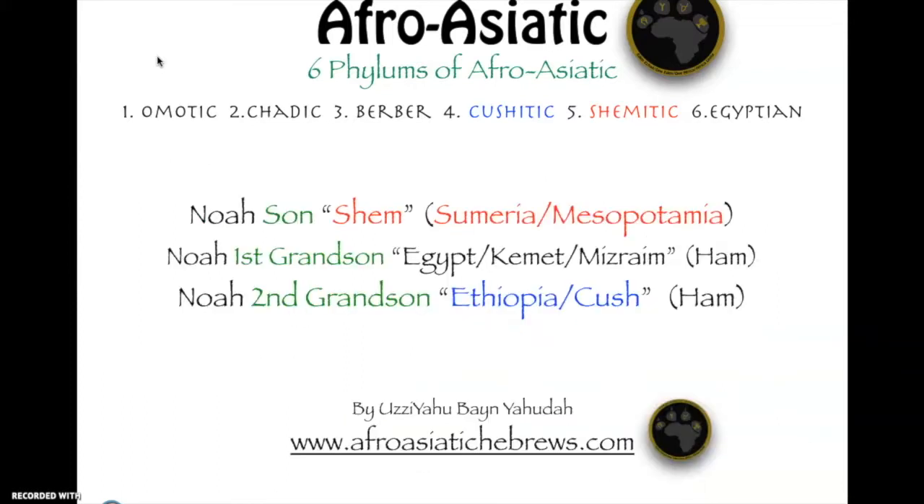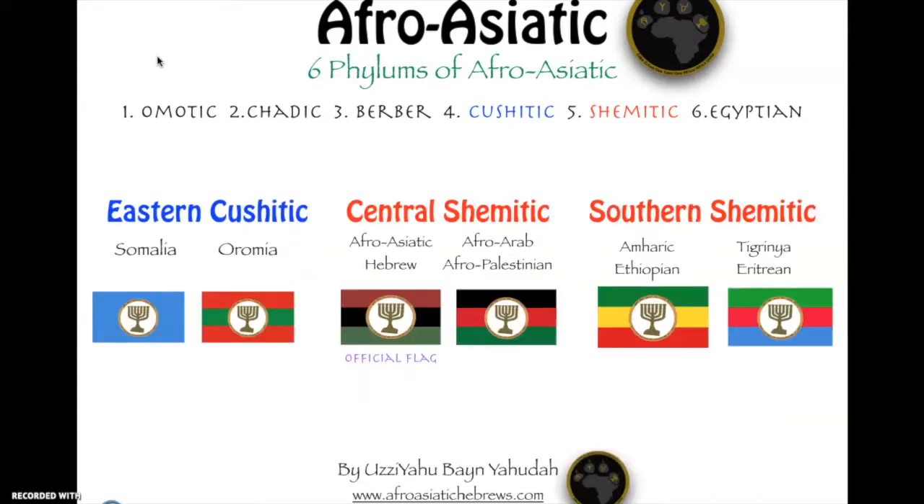Now, like I said, Noah's son is Shem. You know, you got Sumeria, Mesopotamia. Noah's first grandson, Egypt, Kemet, Mizraim, which is Ham. And you got Noah's second grandson, Ethiopia, Cush, which is Ham.